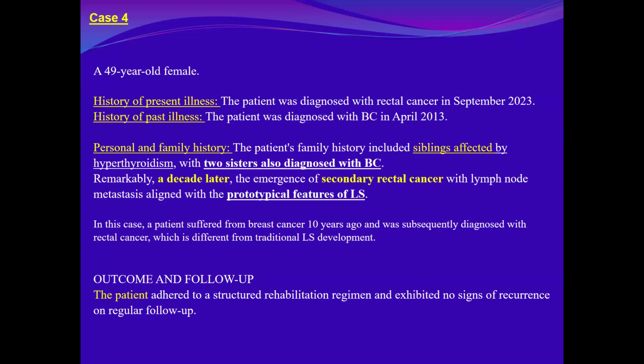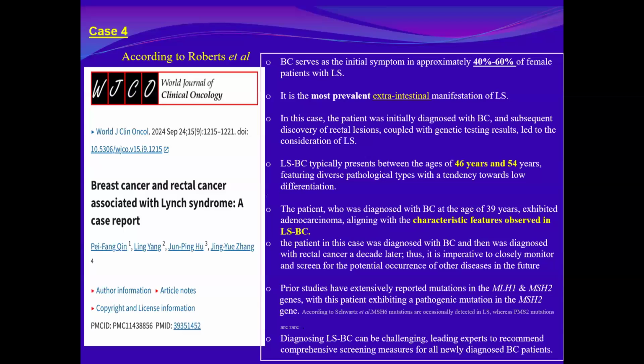They mentioned that in this case, the patient suffered from breast cancer 10 years ago and was subsequently diagnosed with rectal cancer, which is different from traditional Lynch syndrome development, because usually the patient presents with colorectal cancer first, but this patient presented with breast cancer first and then colorectal. They found that even the breast cancer is considered to be aligned with Lynch syndrome. The patient adhered to regular follow-up, and fortunately she is free.